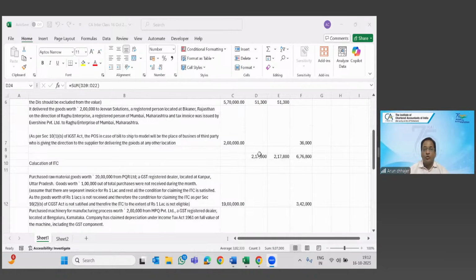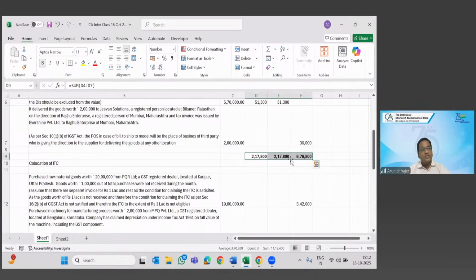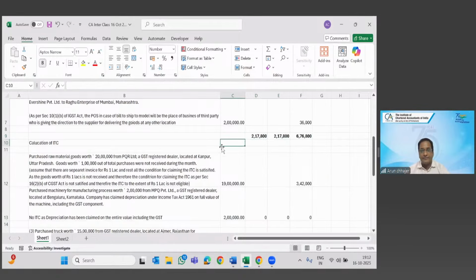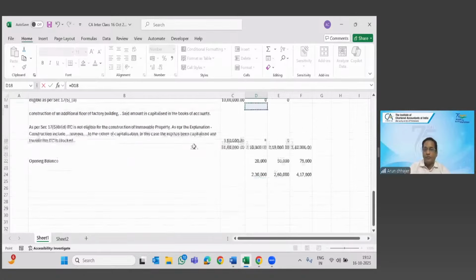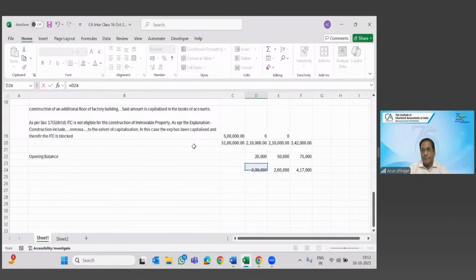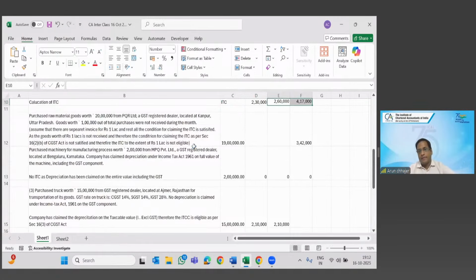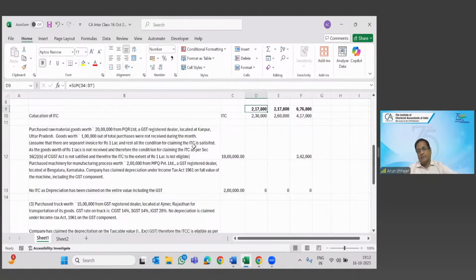So what is the output tax liability? This is my output tax liability, right? And this is my ITC. Now let me write the ITC part also. So it is CGST, it is SGST and it is IGST.